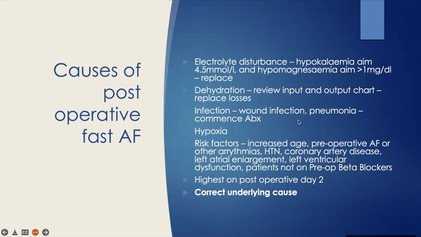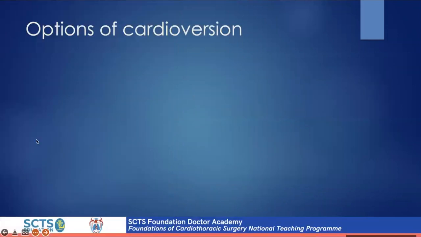Okay. And it's important patients should, if they're on beta blockers already, they should have their preoperative dose of beta blocker, because it has been proven to be prophylactic of postoperative atrial fibrillation. The highest incidence of postoperative AF is on day two post-op. And it's important that we always correct the underlying cause, like Ella said, with the electrolyte disturbance straight away. Brilliant. That's a very common scenario.